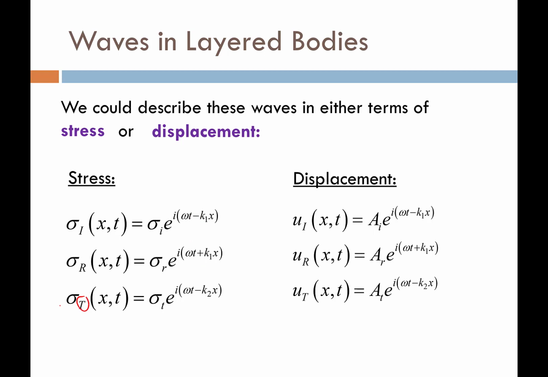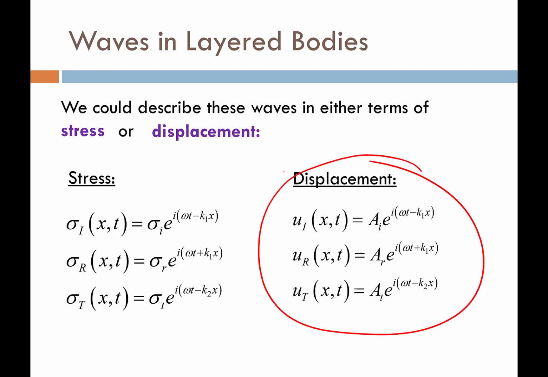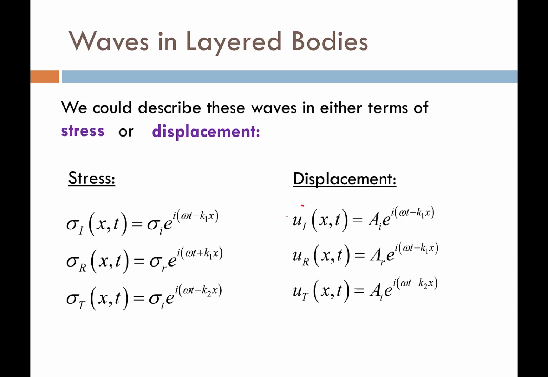Notice now for the transmitted wave stresses, however, we see that we're using the wave number from the second material. So we're now in the new material, and from the sign, we see that the wave is traveling in the same direction as the incident wave was, which was from left to right. We see the same stuff over here in displacements. The only difference is that we're using displacement instead of stress, and for the amplitude of our waves, we're using a different value. We're using A for amplitude for our initial displacements instead of sigmas.